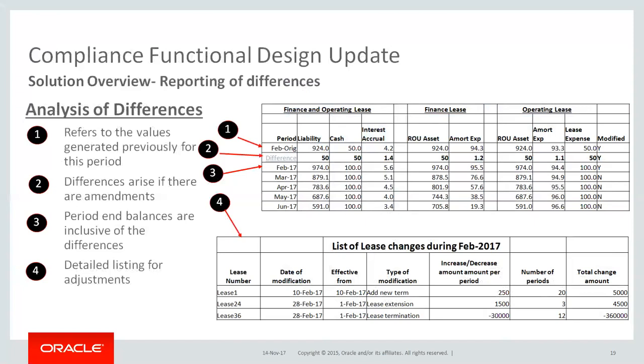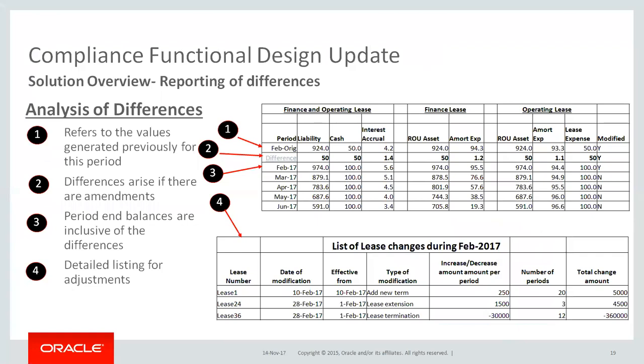When that does happen with your leases, these reports will categorically tell the user, okay, because of these changes, as can be seen here in the list of lease changes, there is a difference of say $50 for this particular month. So the February month end balance should have been 924, but now it is 974. There is a difference of $50, which you could be accounting as an increase in your liability or as a ROU. And this amount which is contributing to this $50 is being captured in the form of a list of leases, which is explained below.